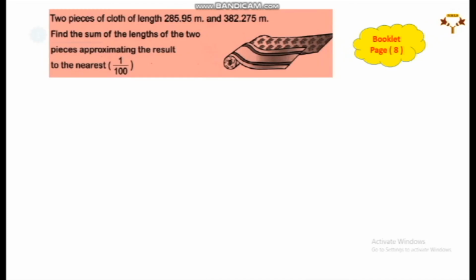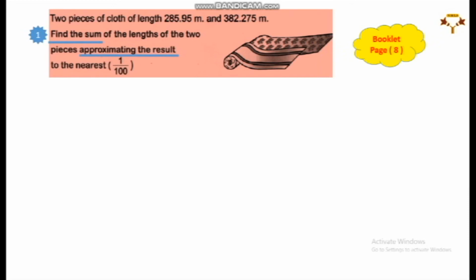Now, in page 8, let's read the question together. Two pieces of cloth of length 285.95 meters and 382.275 meters. Find the sum of the lengths of the two pieces approximating the result to the nearest hundreds. So here you have two things to solve. First, finding the sum of the two pieces of cloth, and second, to approximate it to the nearest 1 over 100, which means hundreds. Excellent.